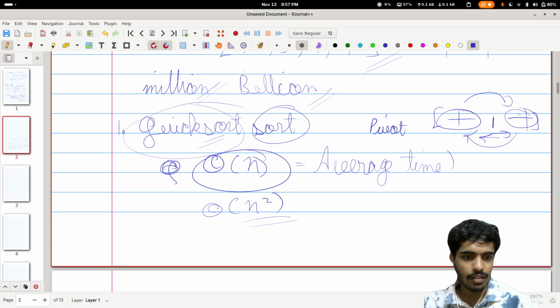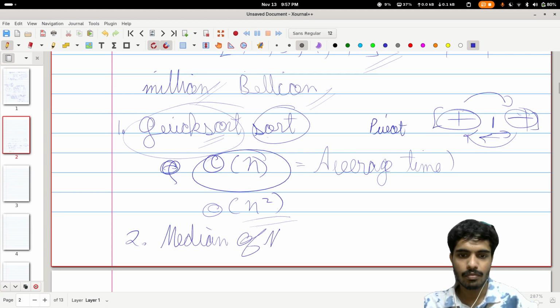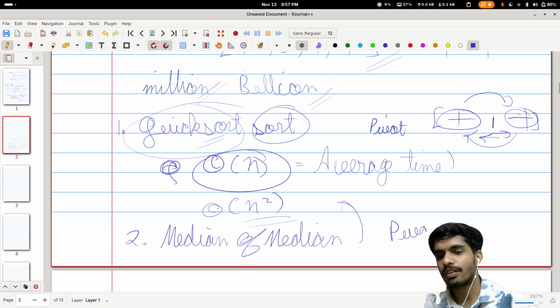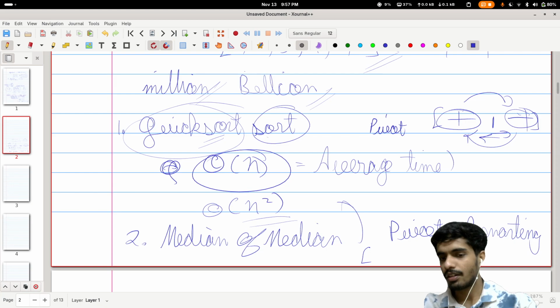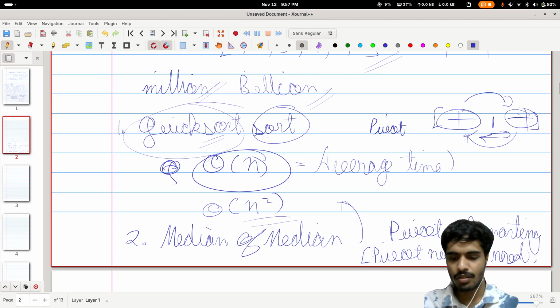So there is another very good technique, which is the median of medians. In this method, it is just like quick sort, but we choose the pivot smartly. We choose a pivot which is in the middle, near to the median, right? So the pivot is near to the median. We usually choose those pivots, and it reduces the worst case to O(n), which is good, right?